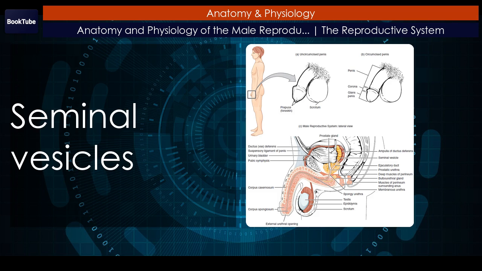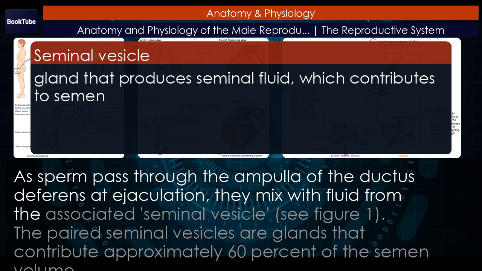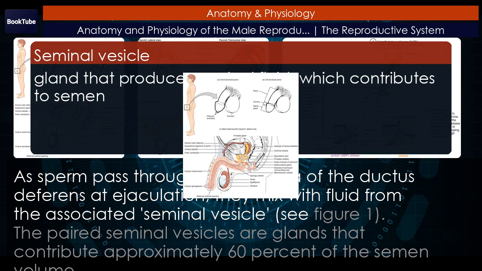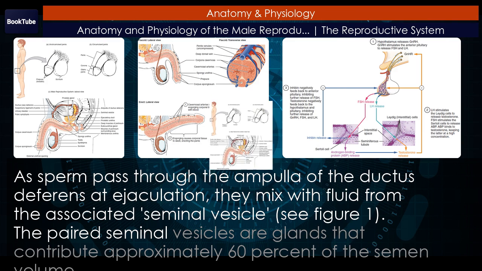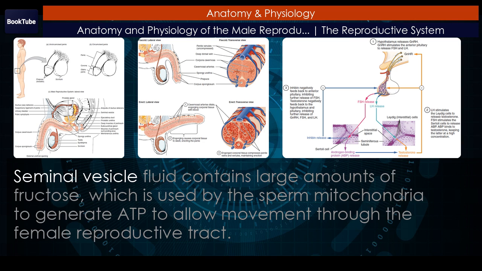Seminal vesicles. As sperm pass through the ampulla of the ductus deferens at ejaculation, they mix with fluid from the associated seminal vesicle. See Figure 1. The paired seminal vesicles are glands that contribute approximately 60% of the semen volume. Seminal vesicle fluid contains large amounts of fructose, which is used by the sperm mitochondria to generate ATP to allow movement through the female reproductive tract.